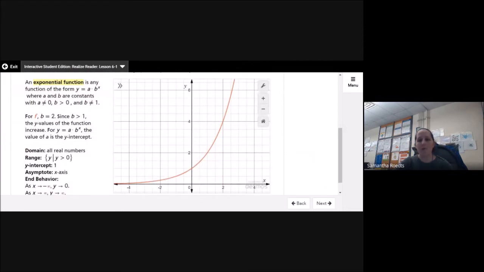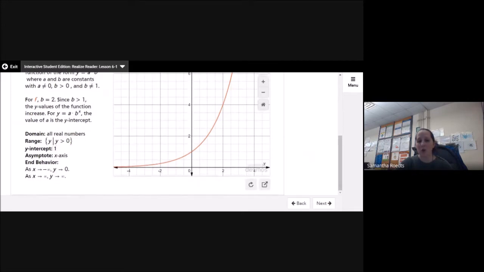An exponential function is any function of the form y equals a times b to the x power, where a and b are constants, with a not equal to 0, and b is greater than 0, and b can't be 1. For f, b equals 2. Since b is greater than 1, the y values of the function increase. For y equals a times b to the x, the value of a is the y-intercept.